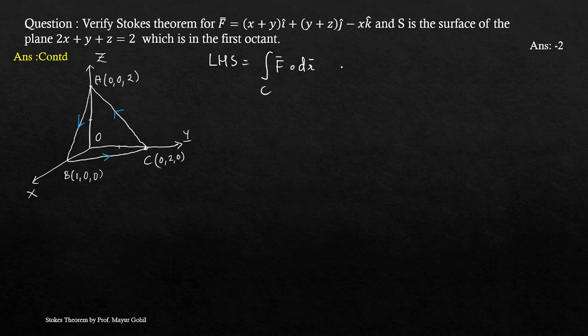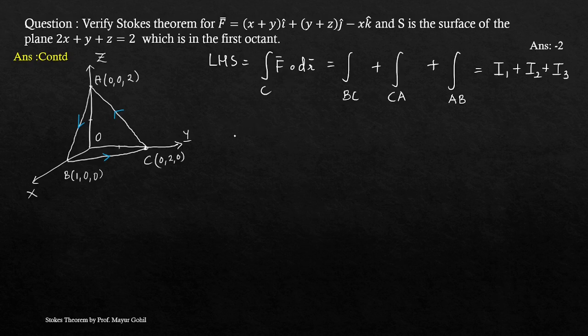Now this closed curve is going to split up as follows. It is going to split up like this from BC, then it will go from C to A, then it will go from A to B. These are the three integrals I1, I2, I3, and they are integrated over f bar dot dr. Now let us see how to calculate each of the components in it.